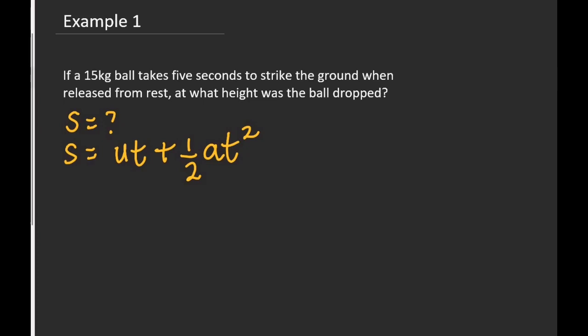Again, I'm going to take the question. If a 15-kilogram ball takes 5 seconds to strike the ground when released from rest, released from rest here means that the initial velocity is 0. So if the initial velocity is 0, whatever you use to multiply with 0 will give you 0. Everything here automatically will be 0. So the distance will be 1 over 2 times acceleration. What is the acceleration?